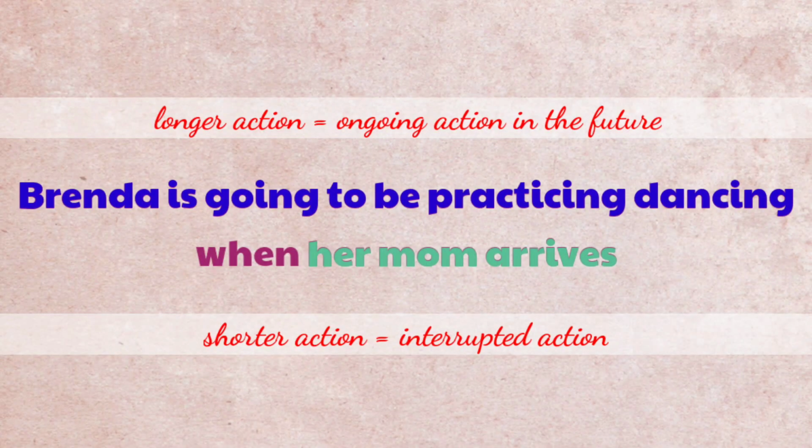Then, going to be and verb ing, practicing. Brenda is going to be practicing dancing. Her mom arrives is the interrupted action. The subject is her mom, followed by arrives in a present form. Let's take a look at the next example.